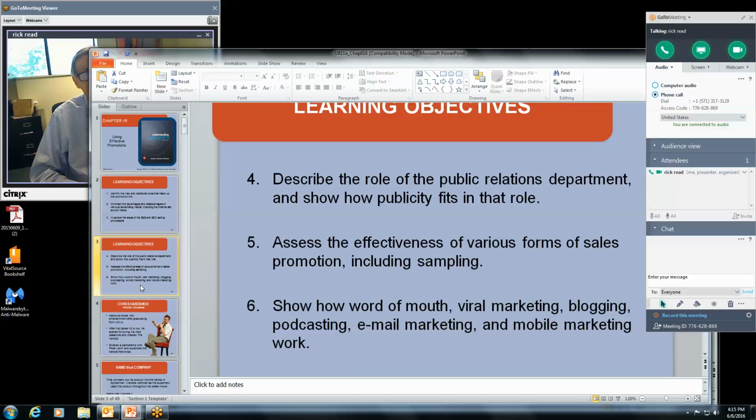Describe the role of the public relations department and show how publicity fits into that role. Assess the effectiveness of various forms of sales promotion, including sampling. And finally, show how word of mouth, viral marketing, blogging, podcasting, email marketing, and mobile marketing work.